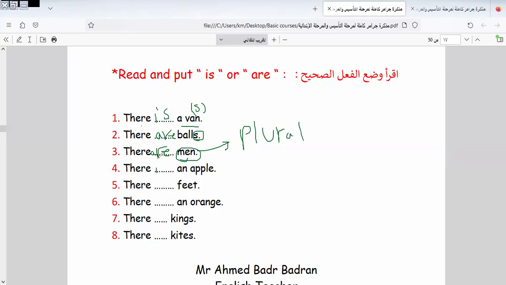There is an apple. Why? Because apple here is singular. Feet is the plural of foot. So I put here are, not is. It will be are. Okay. Let's go to another one. Let's go to another item.